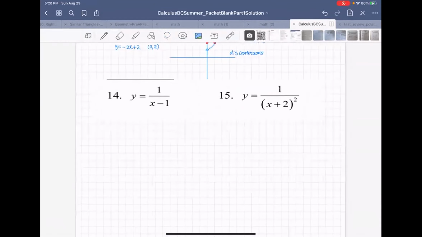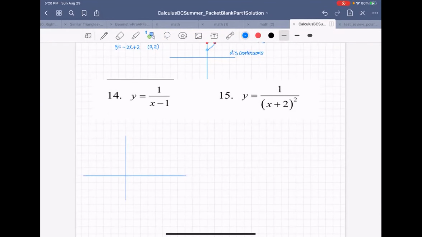Okay, number 14. Aiden. Who is the asymptote? 14, okay. So the asymptote is at x equals 1. Can you say it? Can you double check? It has how many asymptotes? Has 2.